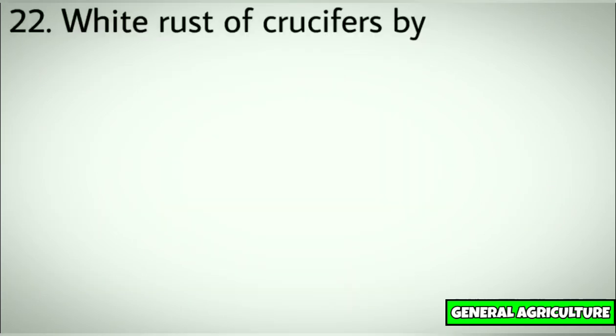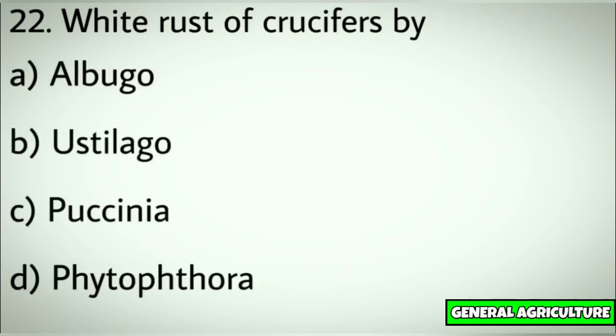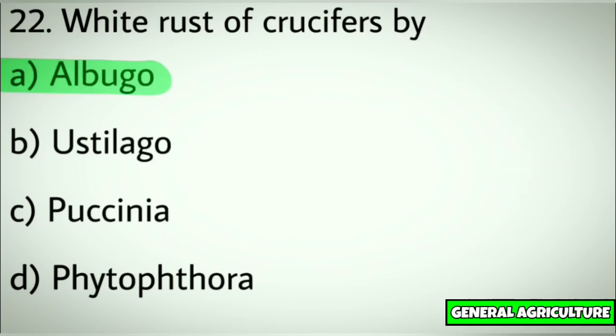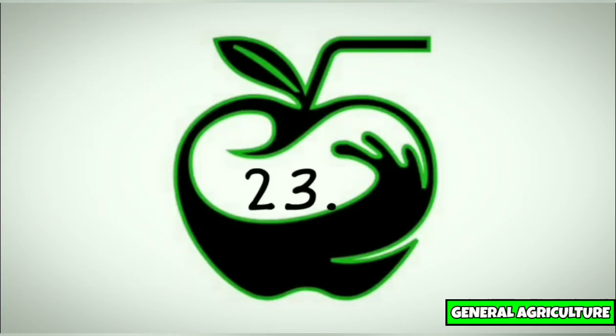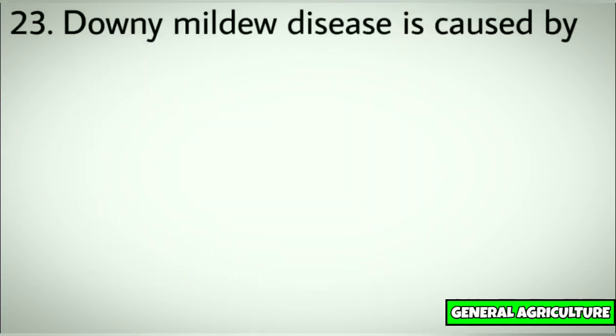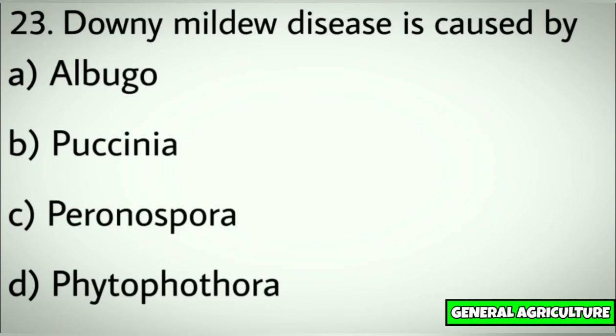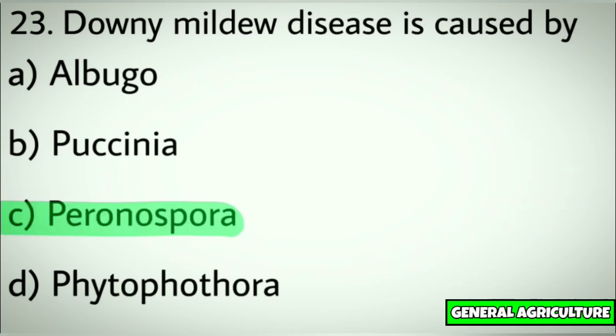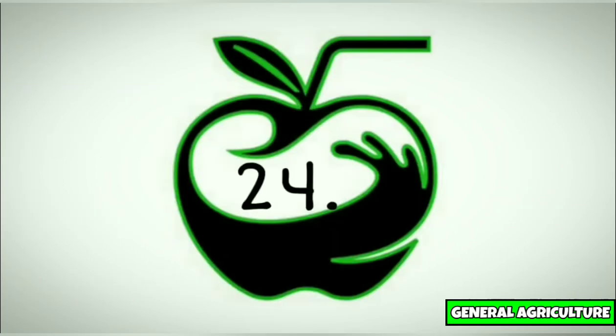Question number 22. White rust of crucifers is caused by. Options: A. Albugo, B. Ustilago, C. Puccinia, D. Phytophthora. Correct answer: A. Albugo. Question number 23. Downy mildew disease is caused by. Options: A. Albugo, B. Puccinia, C. Peronospora, D. Phytophthora. Correct answer: C. Peronospora.